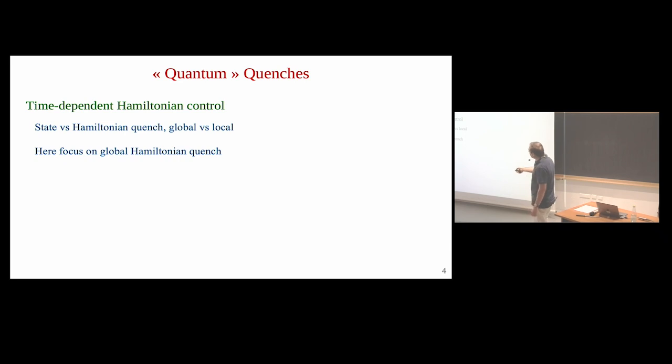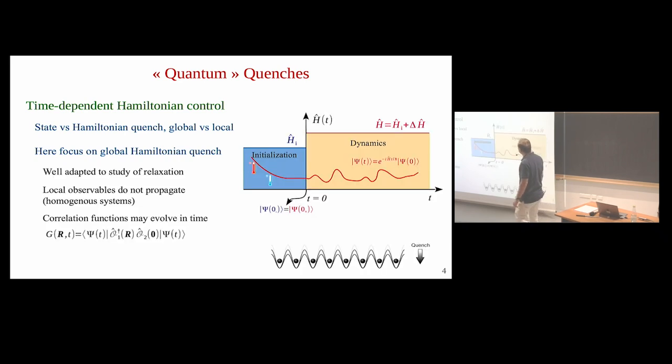To be specific, I will focus on global Hamiltonian quenches. This is essentially the picture I have in mind. At negative time, the system evolves under an initial Hamiltonian, then you cool it down to the ground state, and then at time t equals 0, you change some parameter of the Hamiltonian, which you perturb globally, homogeneously in this case. Then at time t equals 0, the state doesn't change, but it starts to evolve at a later time.